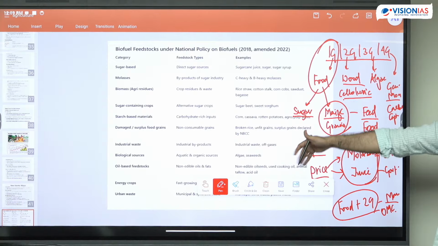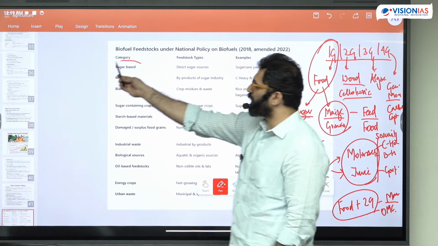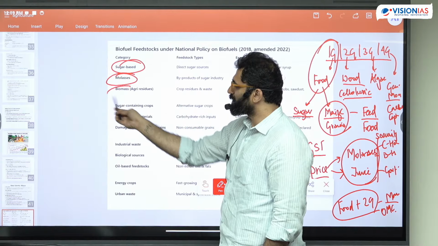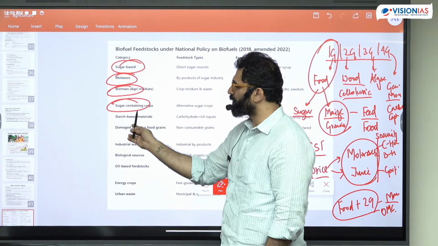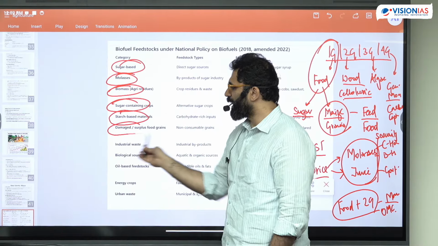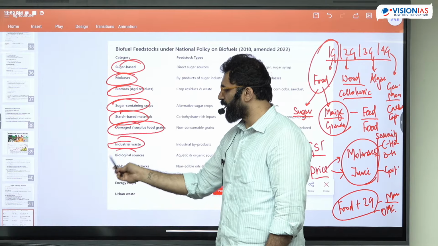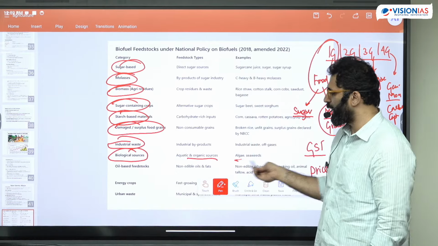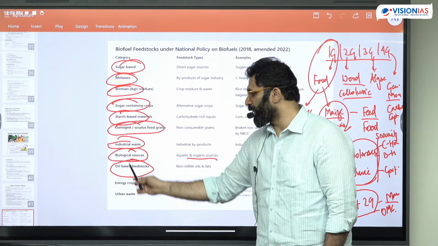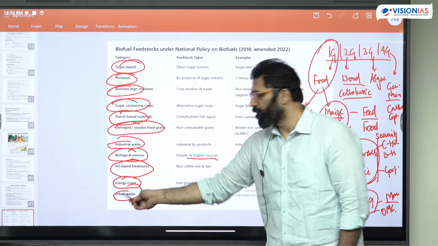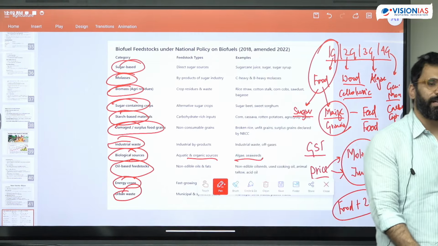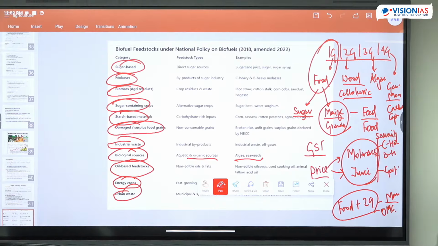Sources are all this. Sugar-based: direct sugarcane and molasses. Biomass, 2G. Sugar-containing crops, starch-based materials. Damaged food grains, industrial waste, 2G. Biological sources, aquatic algae, seaweed, 3G. Oil-based feedstock, energy crops and urban waste. This is the 2018 National Biofuel Policy. PIB gave this article.